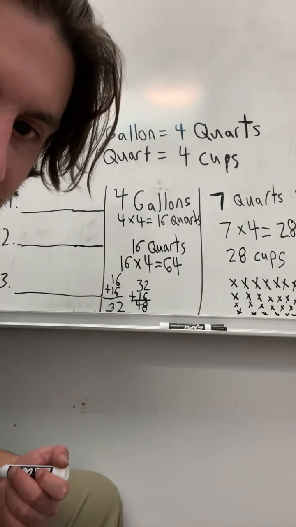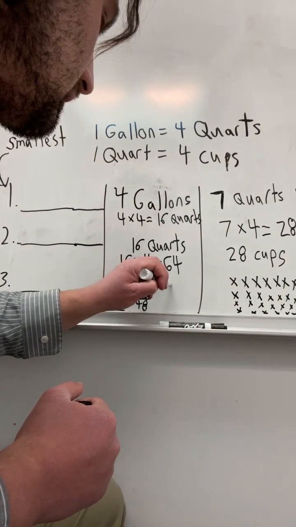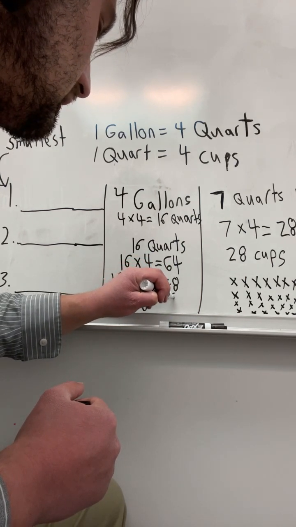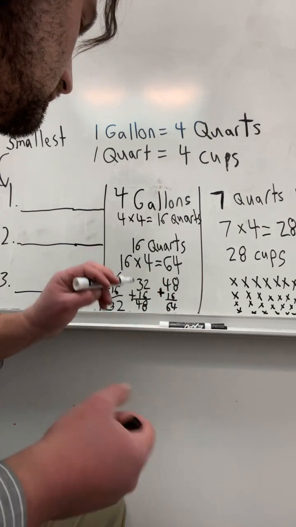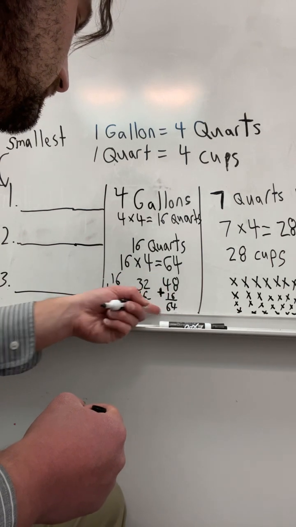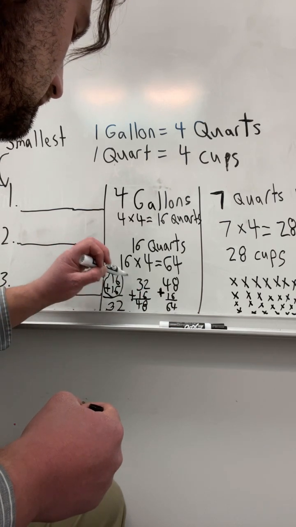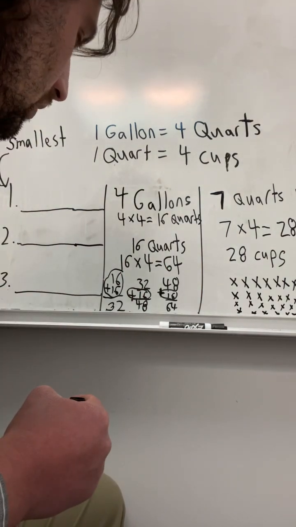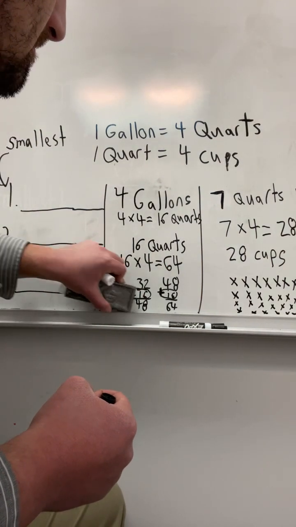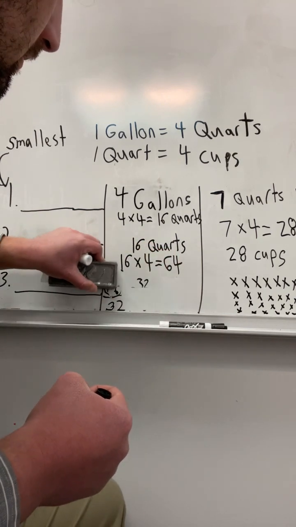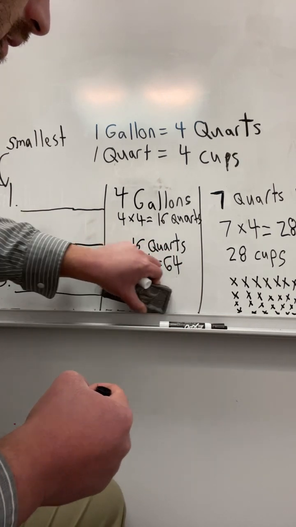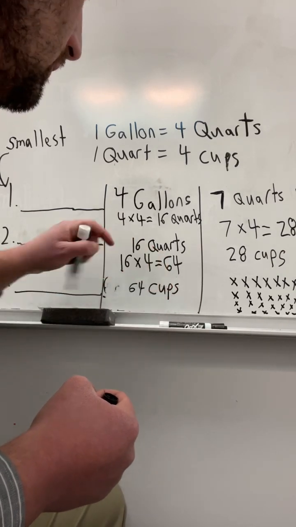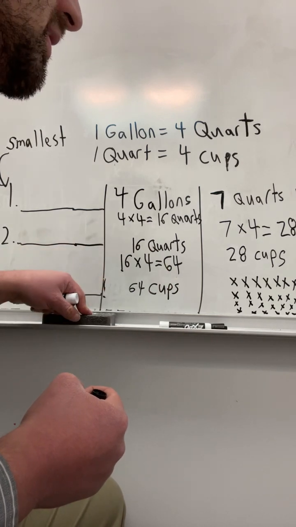Move it closer so y'all can see. I know the writing's kind of small. Then 48 plus 16 is 64. So what I did there is I added the number 16 4 times. That's another way that you can go about doing it. But anyways, 64 cups. 4 gallons is equal to 64 cups.